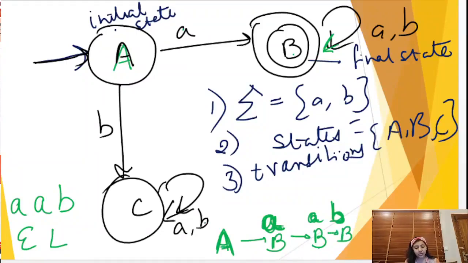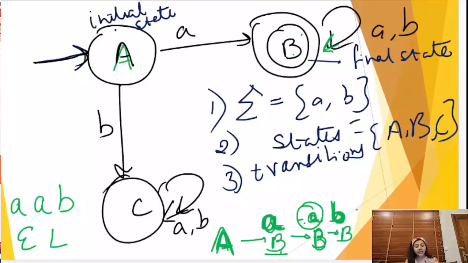Right? So let's do this again. Initially I was on state A. We have received small a. On state A, receiving small a, we make a move to state B. We have reached state B. On state B, on receiving symbol a now, we remain on B only. Then on state B, on receiving symbol small b, we remain on B only.